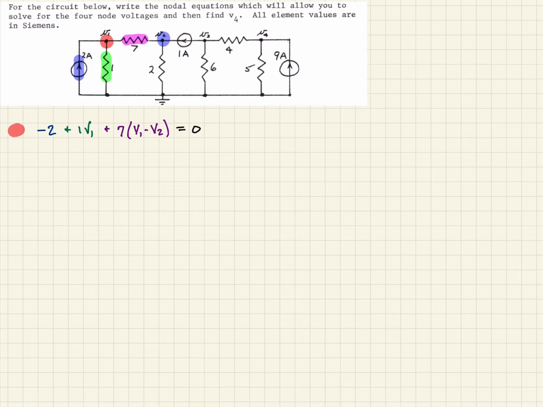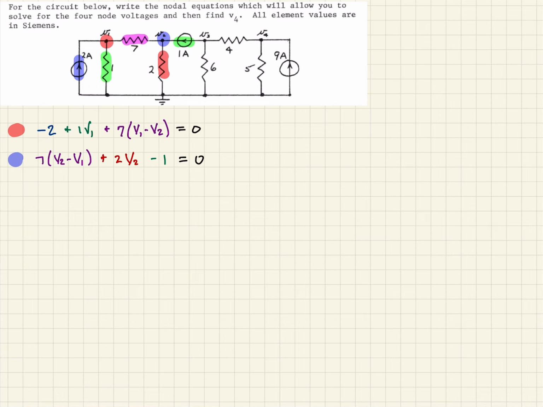We'll use this one. In this case, we already have the 7 in purple, so that'll be 7 times V2 minus V1. And then coming around in our color chart, we use this 2 Siemens resistor, so we can rewrite that one as plus 2 times V2. And then this current source is coming straight into our node. Since it's entering our node, it will be negative, so it'll be a -1. And that's all of the branches for that node, so set that equal to 0.